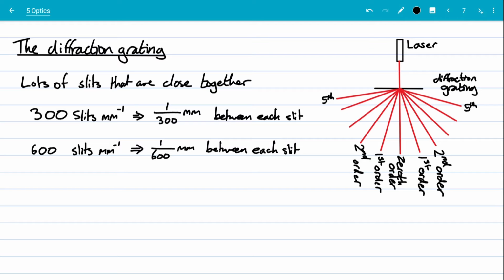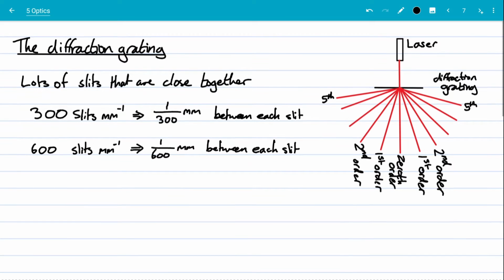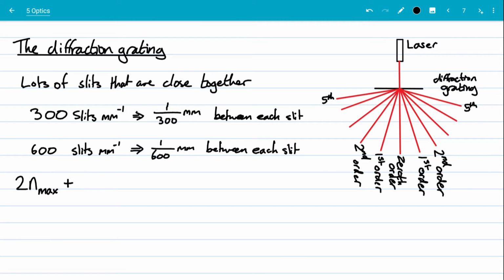1, 2, 3, 4, 5, 6, 7, 8, 9, 10, 11. I'm counting them. So whatever the maximum order is, you double it and plus 1, and that is how many spots you get on a screen. The maximum order times 2 plus 1 spots on a screen. And I'm using n here for the order. You can use m or n. I'm using n. So the maximum order, double it, plus 1, that's how many spots you get on the screen.